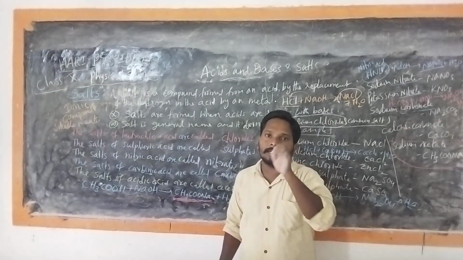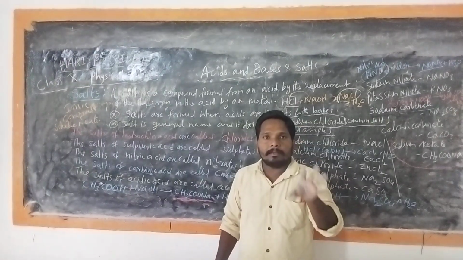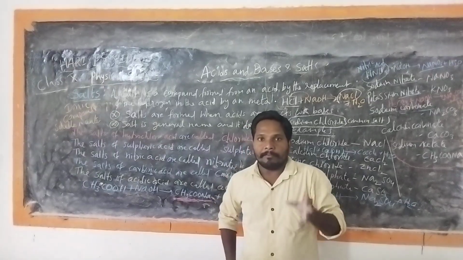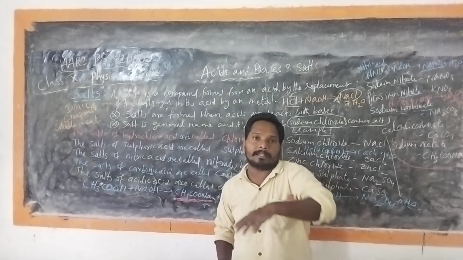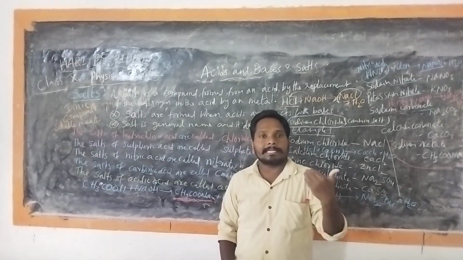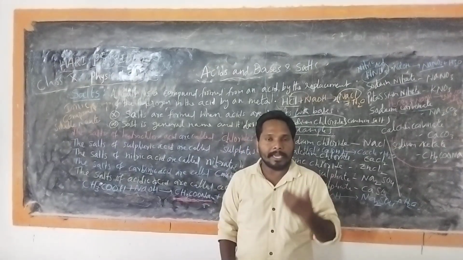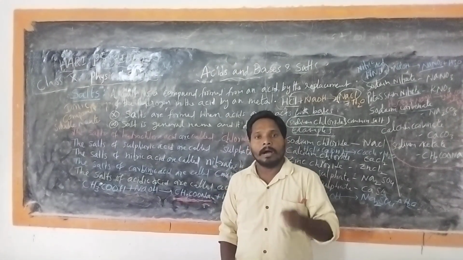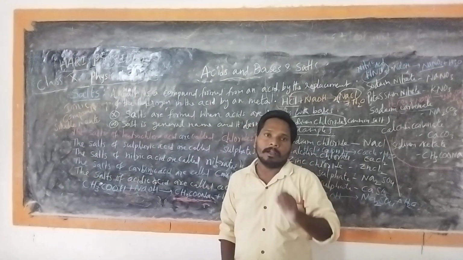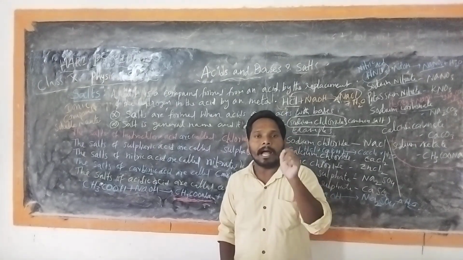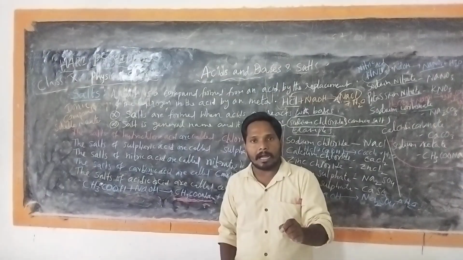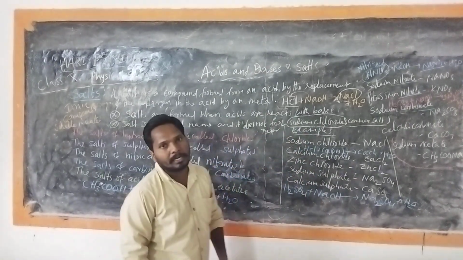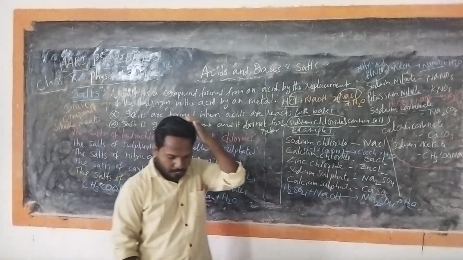As you learned in class 8, acids, bases and salts are poor conductors when dry. When they are dissolved in water, they become acidic solutions, basic solutions and salt solutions. Aqueous solutions of acids, bases and salts are good conductors of electricity.